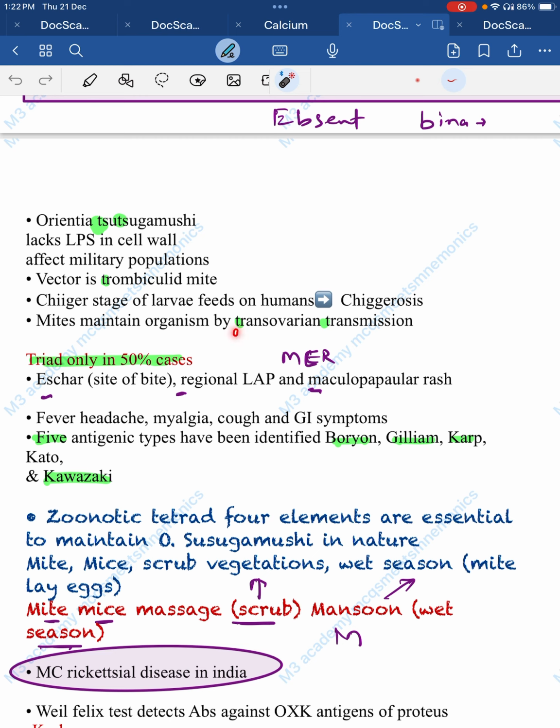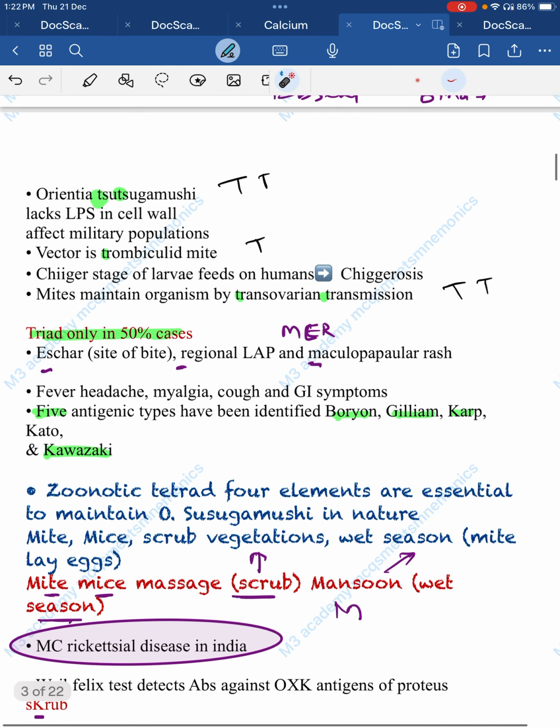It is mainly transmitted by transovarial transmission. So here the keyword is T: tsutsugamushi, trombiculid mite, and transovarial transmission all start with T. Now the next thing is the triad. What is the triad here? The triad is Midnight Express, a revision you already know. M for maculopapular rash, E for eschar, and R for regional lymphadenopathy. The triad is seen in only 50% of cases.